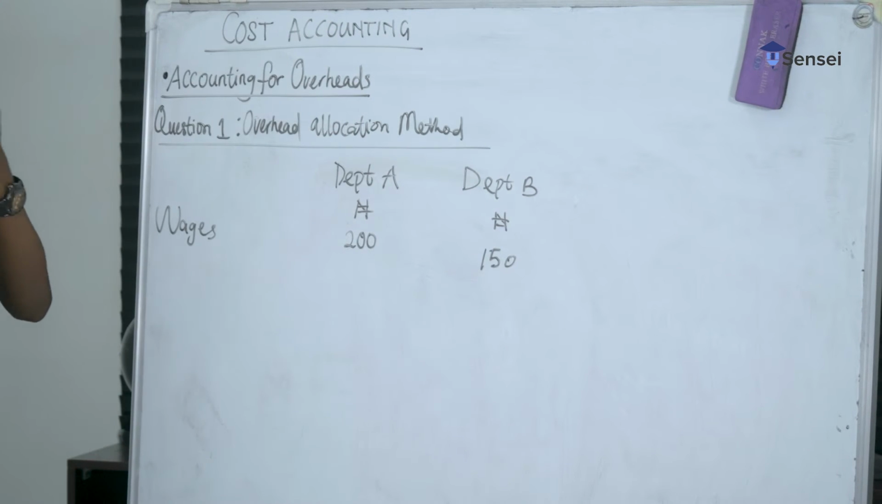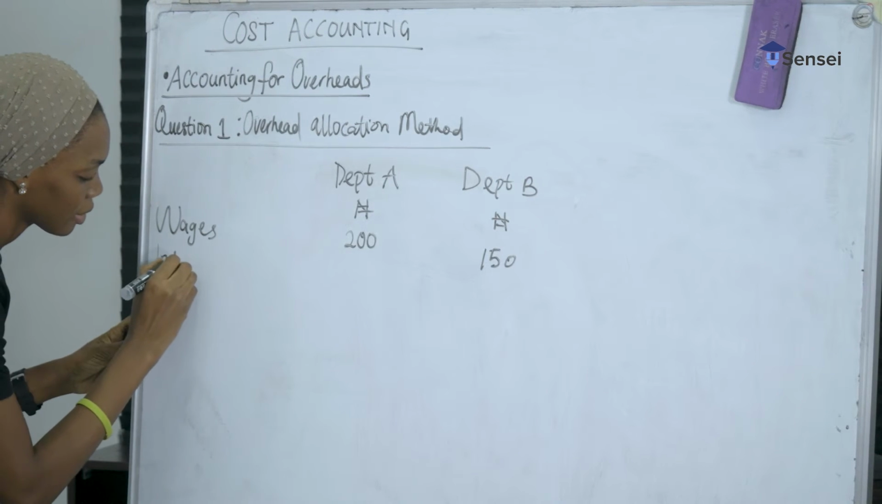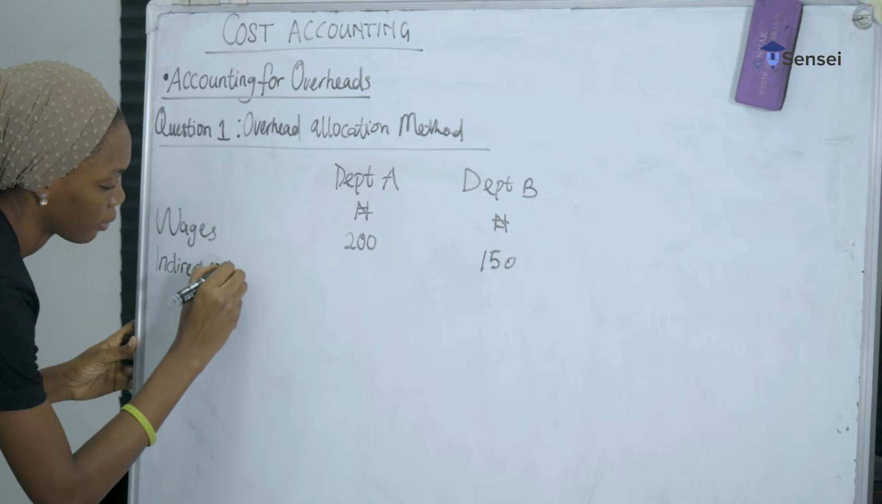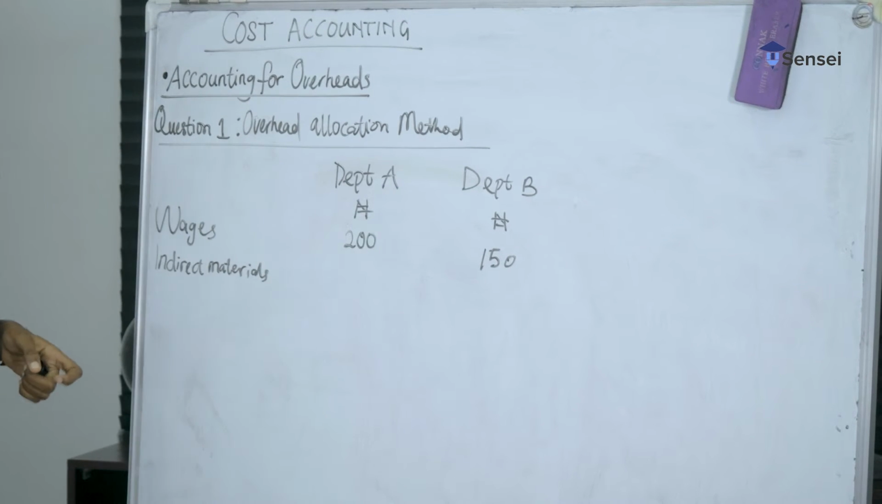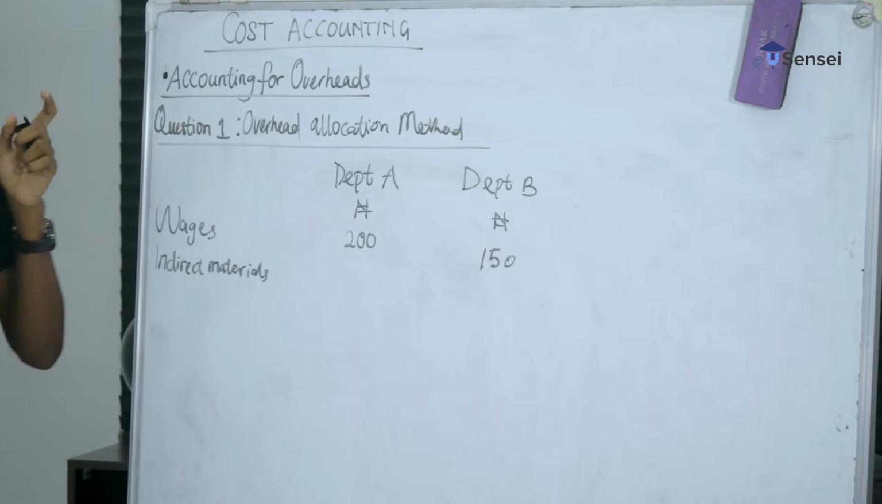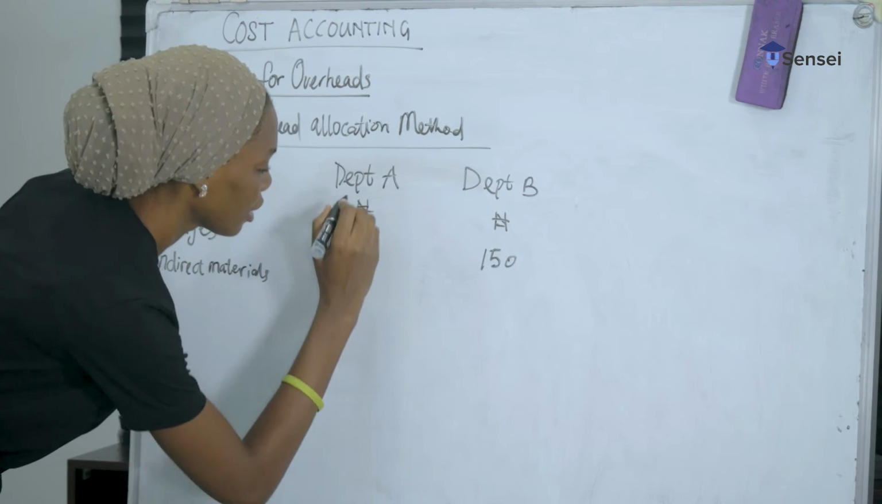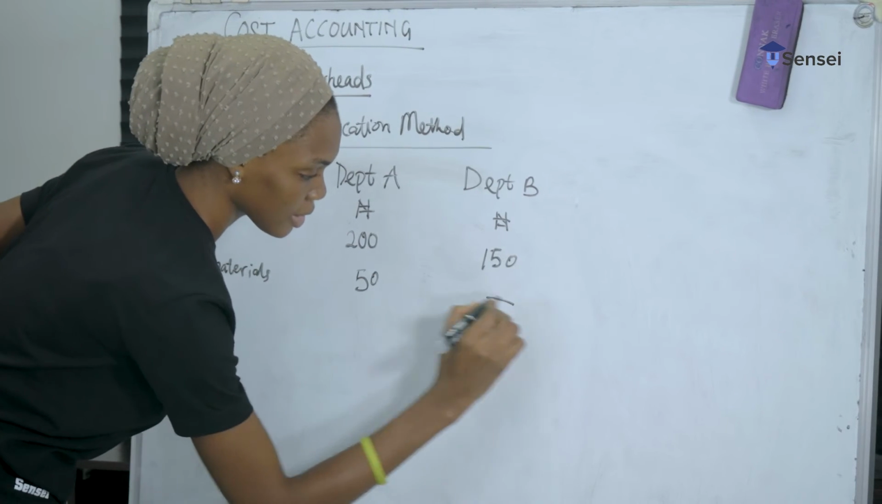The next item as given in the question is the indirect cost of materials consumed. In the question, only Department A incurred an indirect material of 50 naira, so that will be the only thing recorded there. Indirect material for Department A is 50 naira, while for Department B is nil.